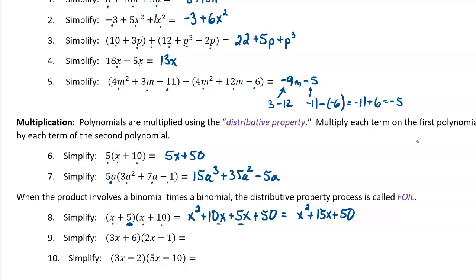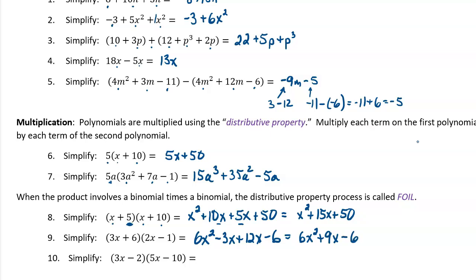Problem 9, 3x times 2x is 6x squared. 3x times negative 1 is negative 3x. 6 times 2x is plus 12x. And 6 times negative 1 is negative 6. Again, there's like terms in the middle. The final answer is 6x squared plus 9x minus 6.